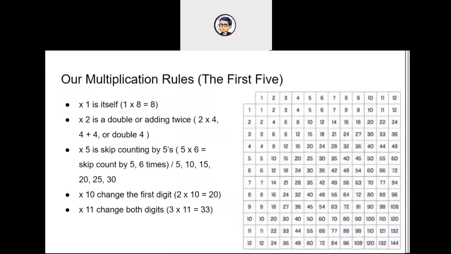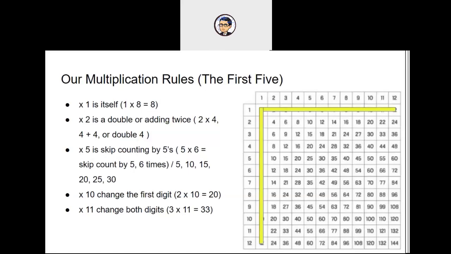Let's review. When we're multiplying by 1, we are multiplying 1 by a number by itself. So what we are saying is 1 times 8 equals 8. So anything multiplied by 1 is itself. So let's knock out those numbers.